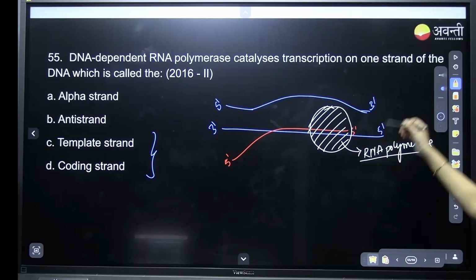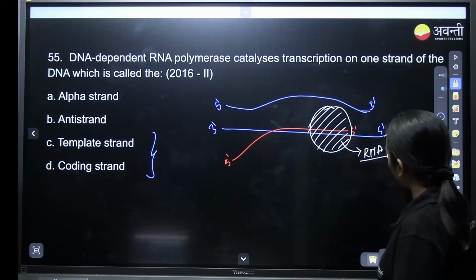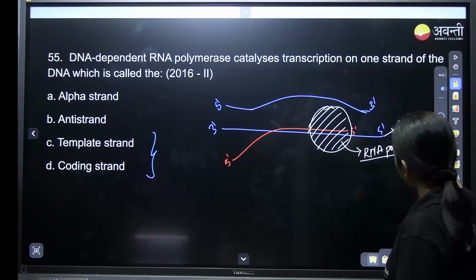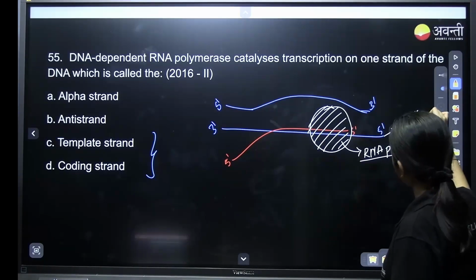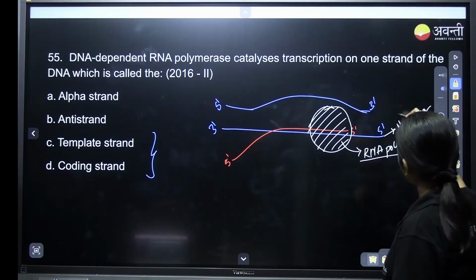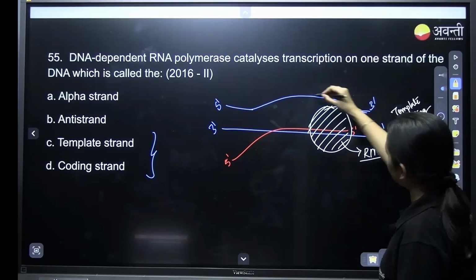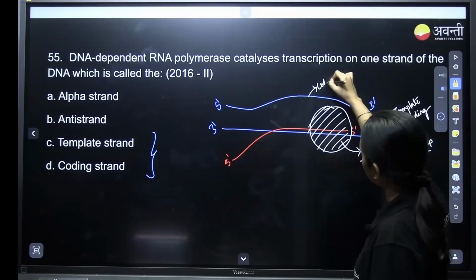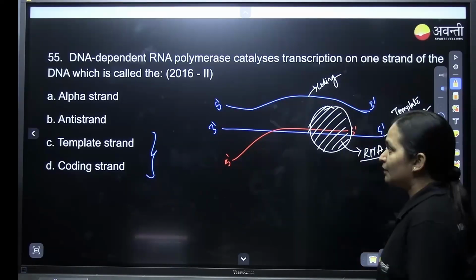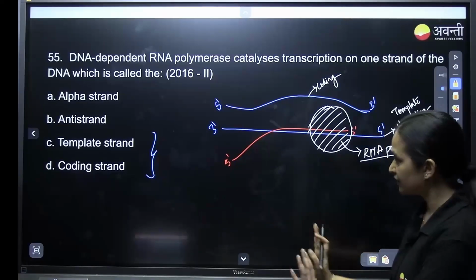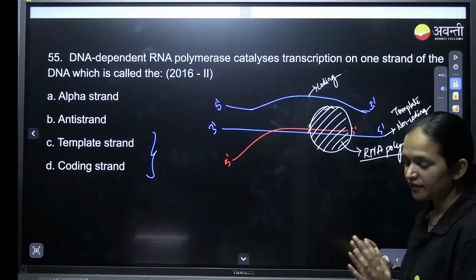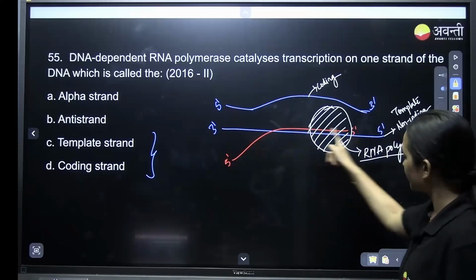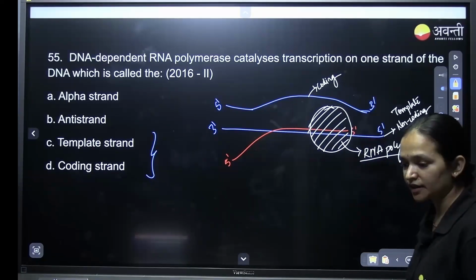catalyze the transcription on one strand. कौन सा strand है ये वाला 3 prime to 5 prime? This is the non-coding, otherwise it is called as template. ये वाला जो है ये कोडिंग है, कोडिंग मास्टर है, वो तो बैठ के सिर्फ देखेगा, वो कुछ नहीं करने वाला ना. सो जो भी कर रहा है ये नॉन कोडिंग टेम्पलेट स्ट्रैंड कर रहा है. नाउ टेल मी द आंसर.